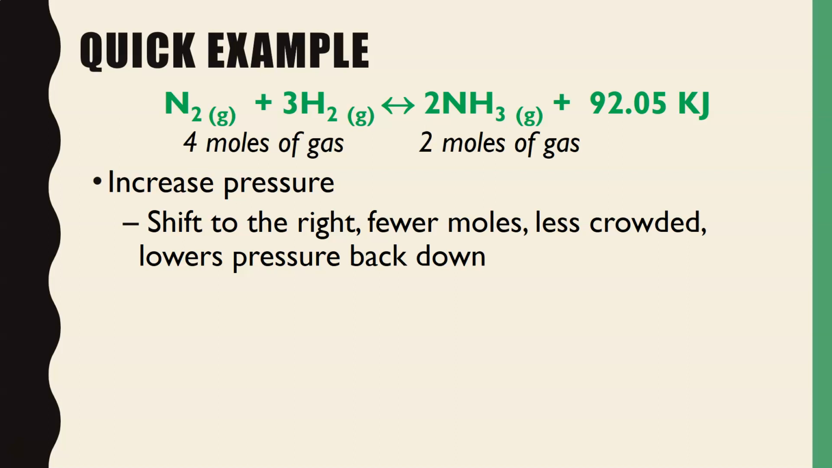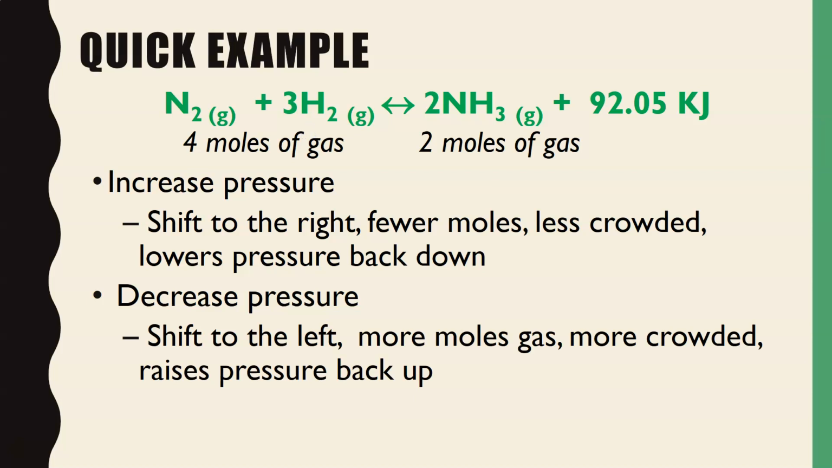If you decrease the pressure, well, now there's not enough moles of gas. So let's go in the backwards direction. Let's go to the left. Let's take some of these ammonias and break them apart. Now we have more particles floating around. It will fill up that container more, and it will get that pressure back up a little bit. It won't go all the way back where it started, but the pressure will at least be higher than it was at its lowest point.